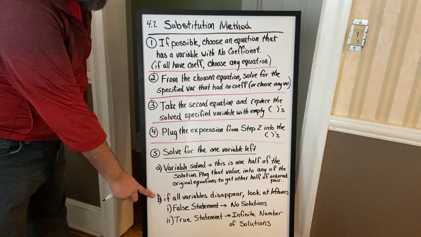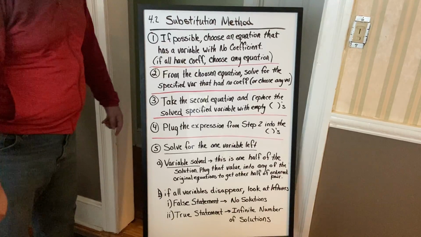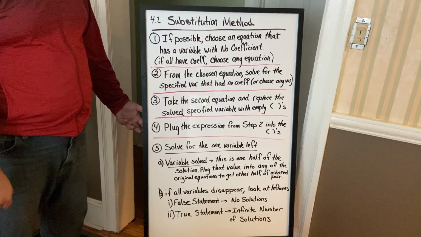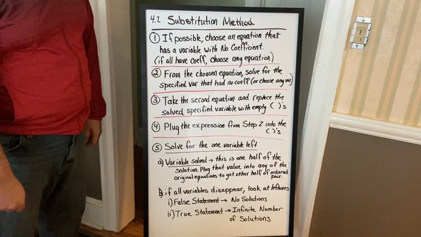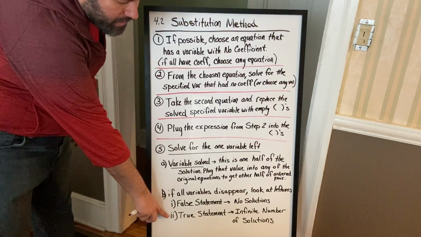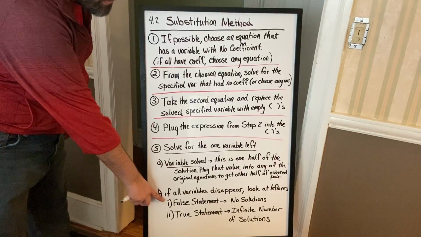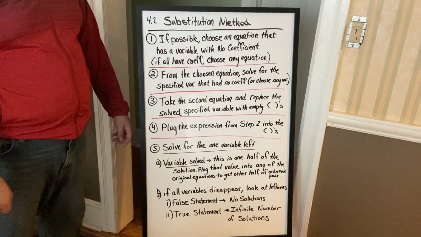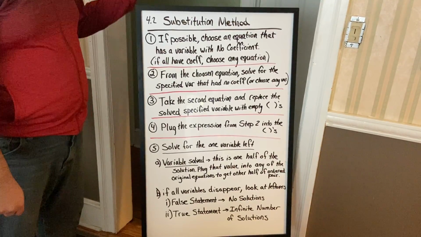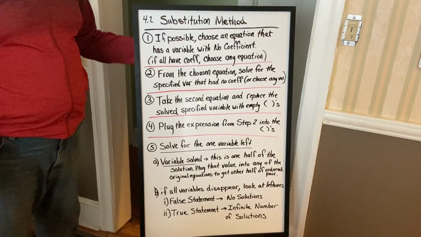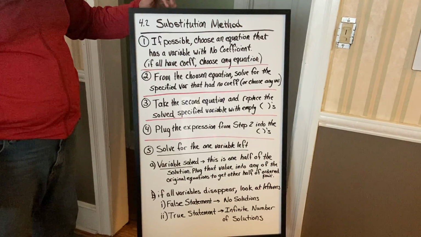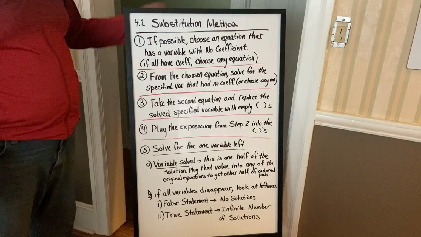But if all variables disappear, then we're going to have to look at our leftovers. If you get a true statement, then we're going to say that your answer is an infinite number of solutions. But if you get a false statement, that's where you're going to say that there's no solution. Okay? A little confusing, but we're going to show you 3 problems using this method so that you'll get the hang of it if you like this method.